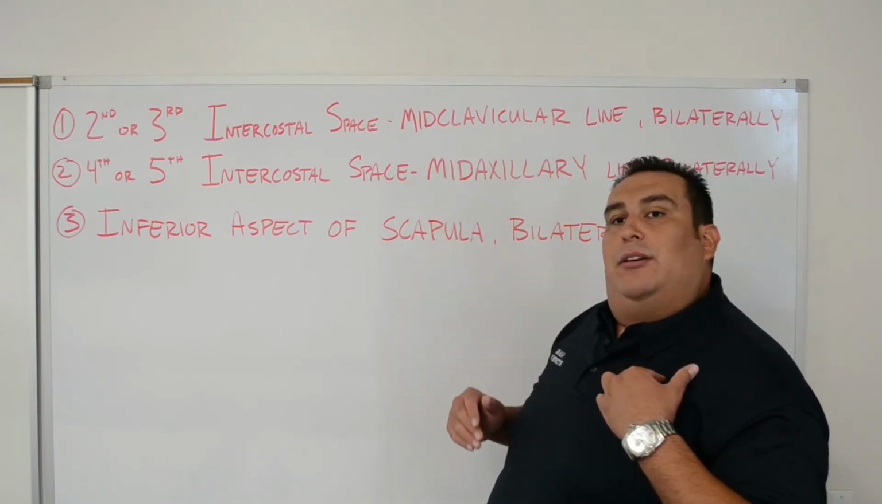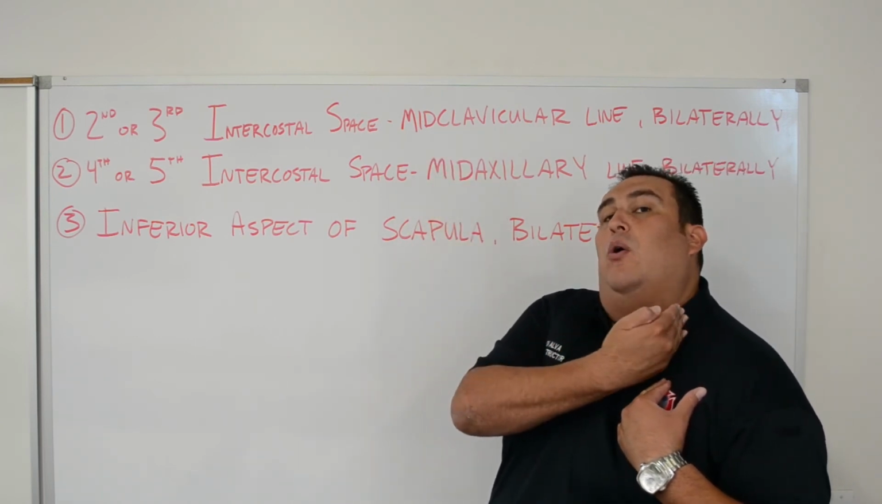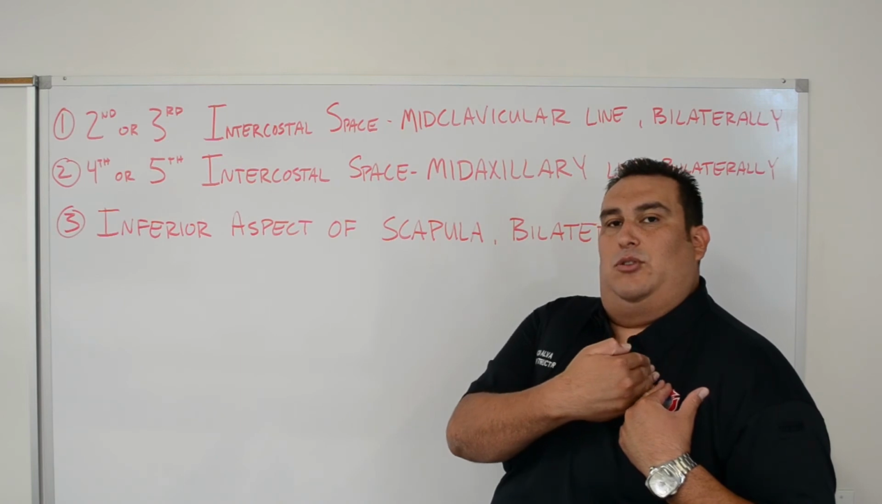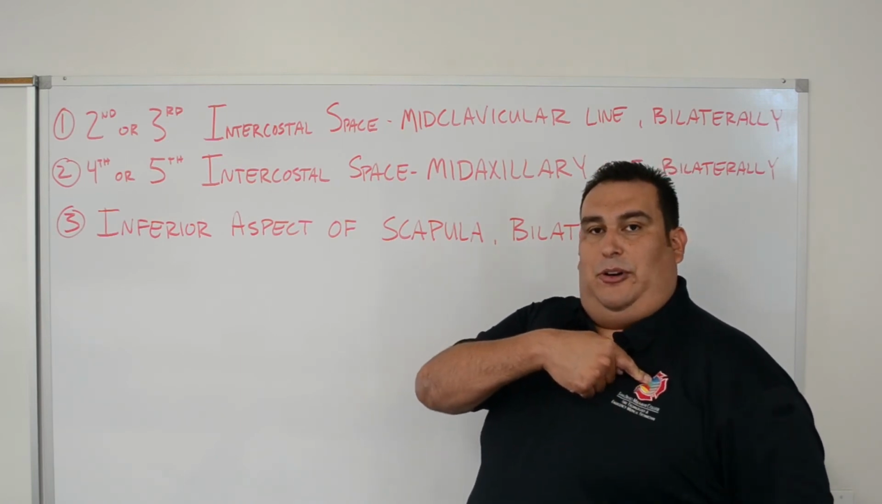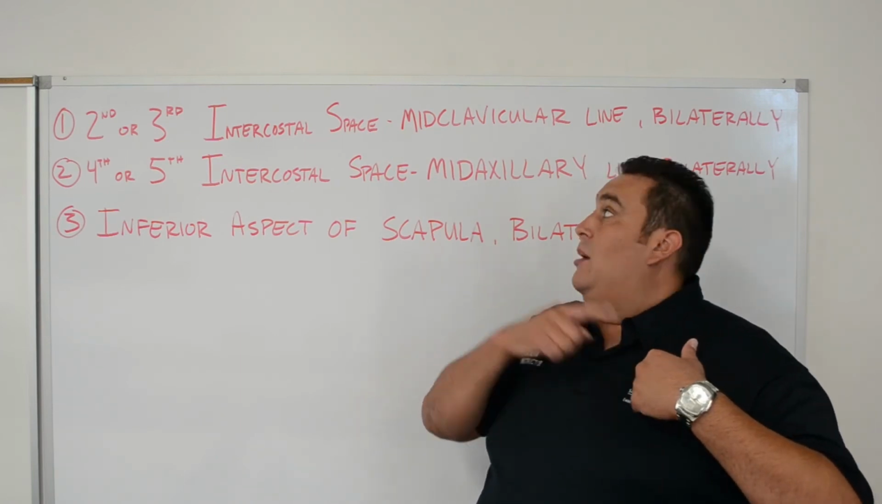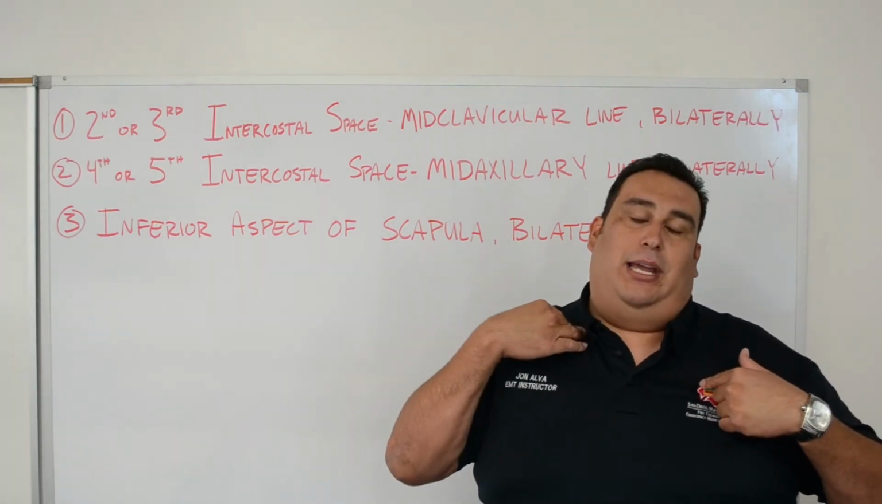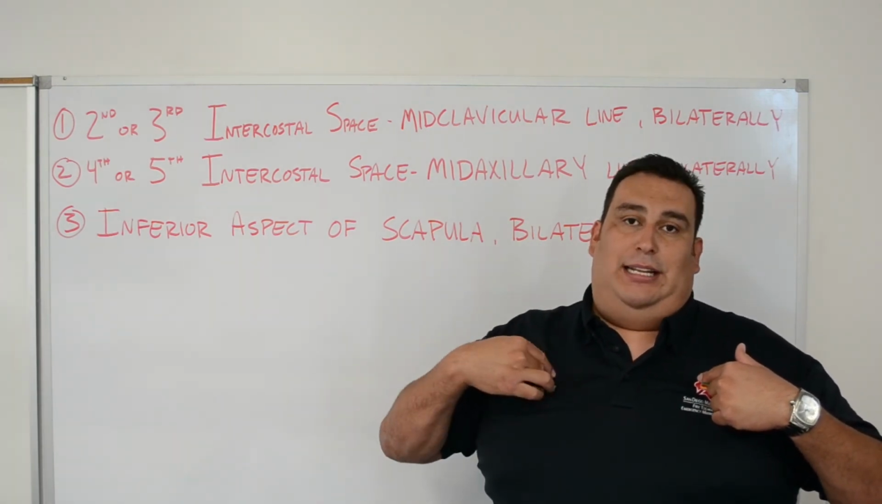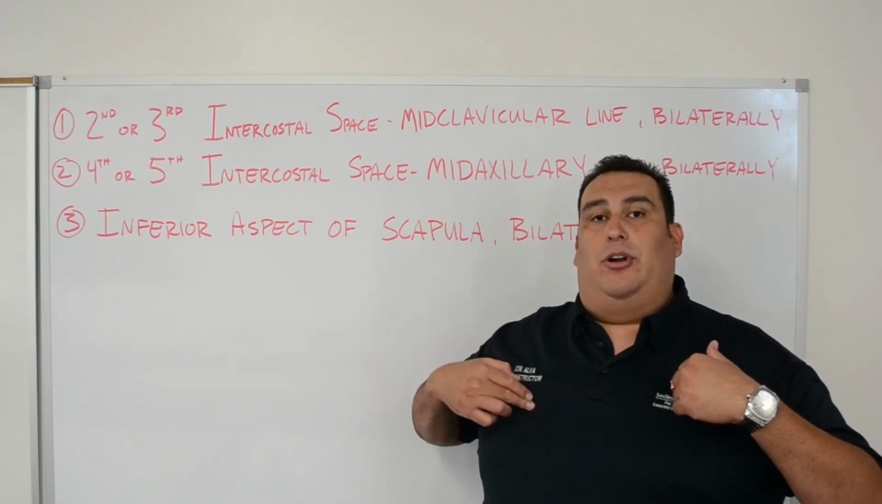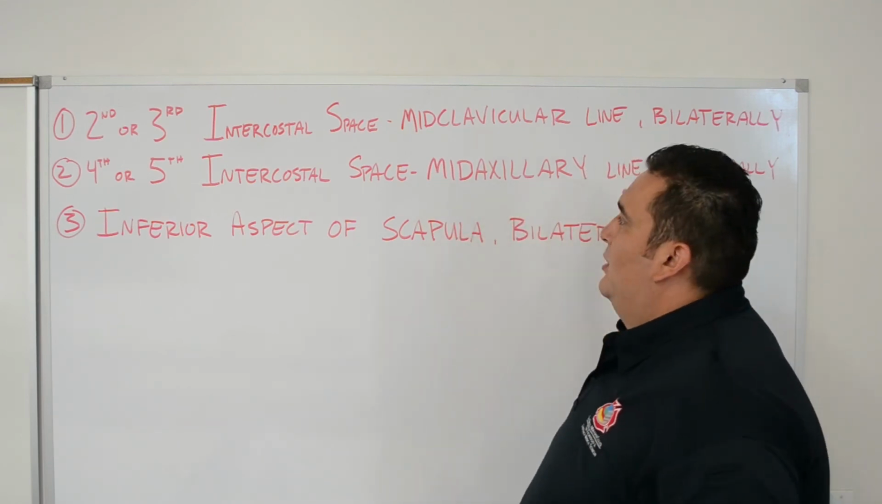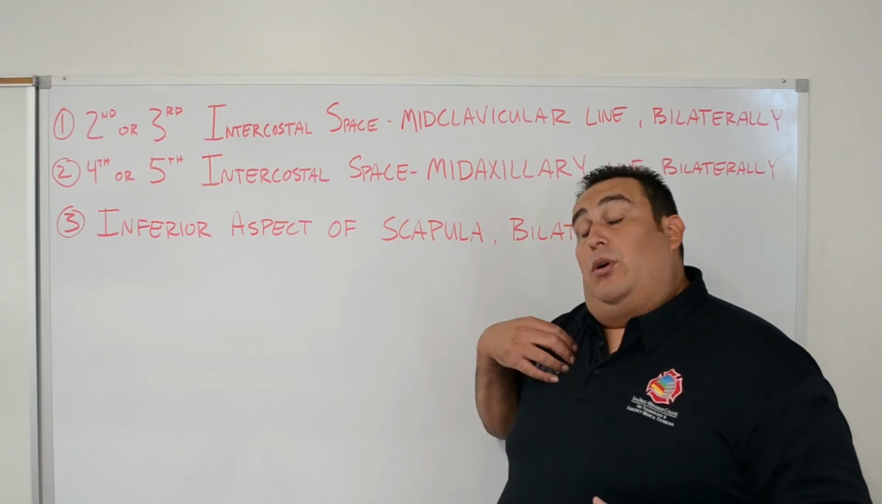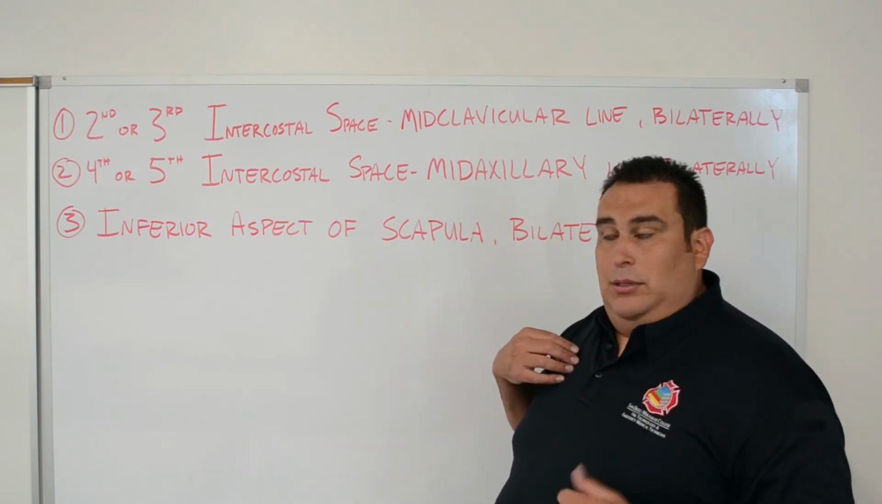Now, the mid-clavicular line runs along your clavicle, right down the middle of the clavicle, and comes straight down. That's going to be the first area that you're going to listen, but we said bilaterally, meaning both sides. You're going to do the same thing on the other side and find that same second or third intercostal space. And we're going to listen bilaterally, meaning we're going to have the patient take a breath in and out.